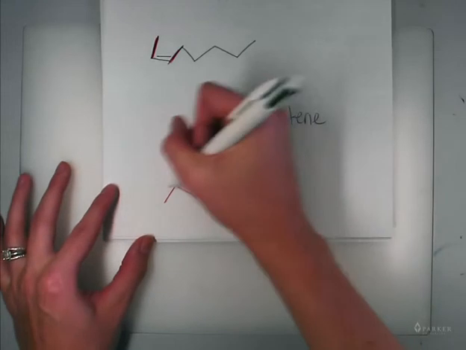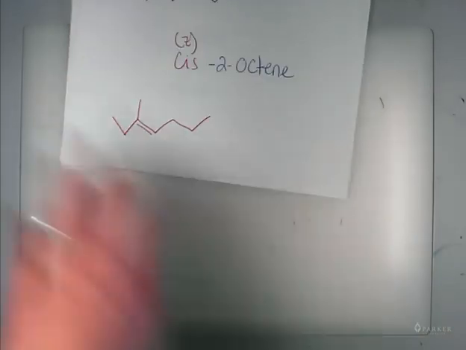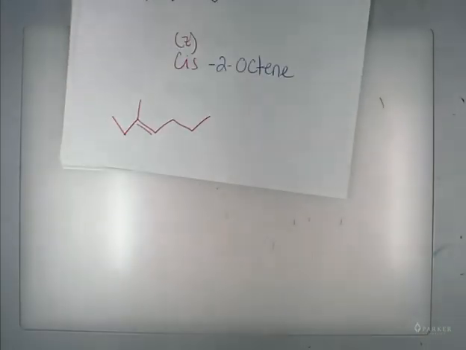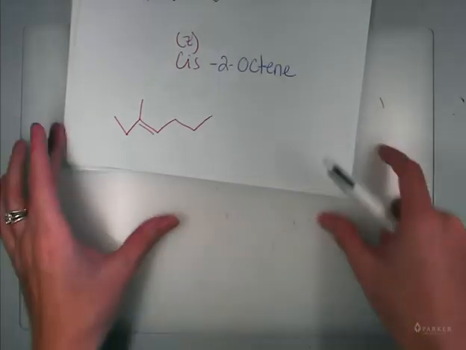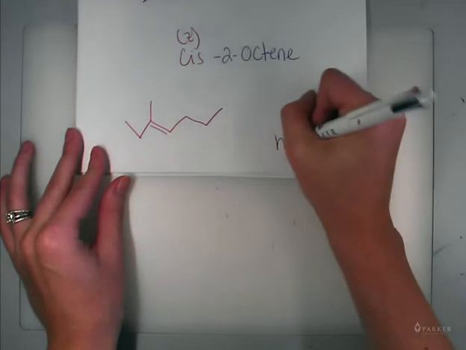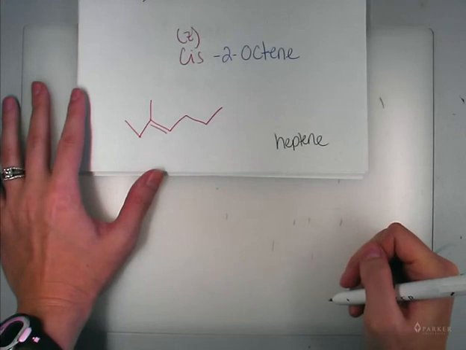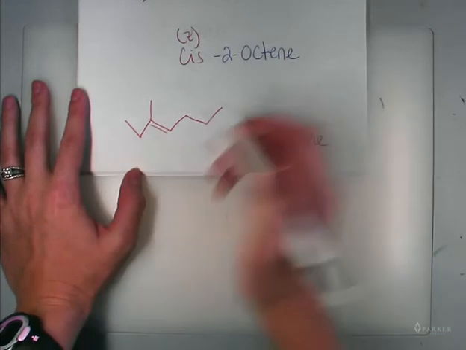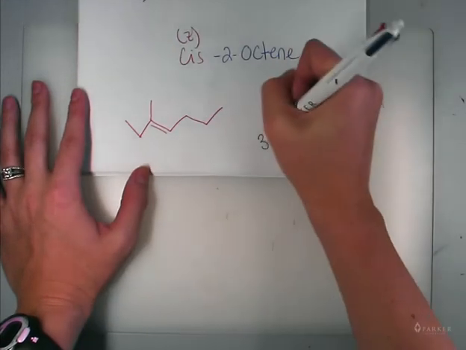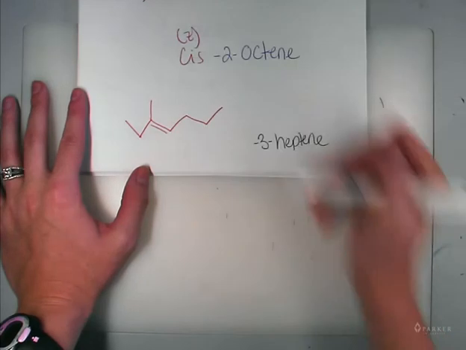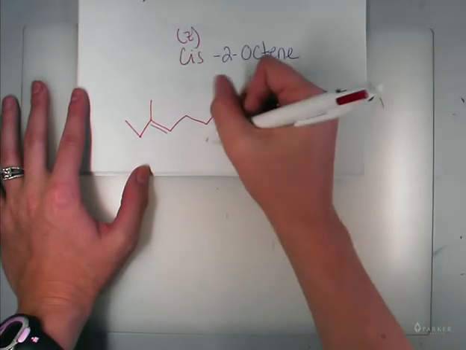So if I had, let's say this one, let's name that one. How many carbons in the chain there? How many? 7? Where's the double bond? 3. 1, 2, 3. What is this? 3-methyl.